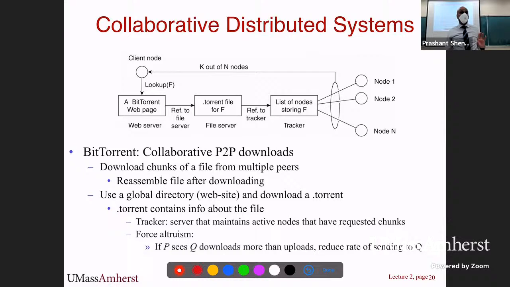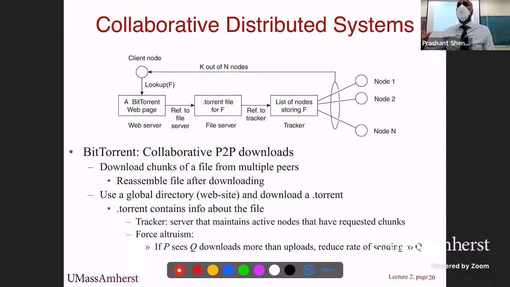So to get a piece of content, you first have to get a torrent file that will allow you to connect to some tracker node in the BitTorrent network. The tracker node is essentially keeping track of which nodes or peers are up and lets you download from them. That's how the system works.